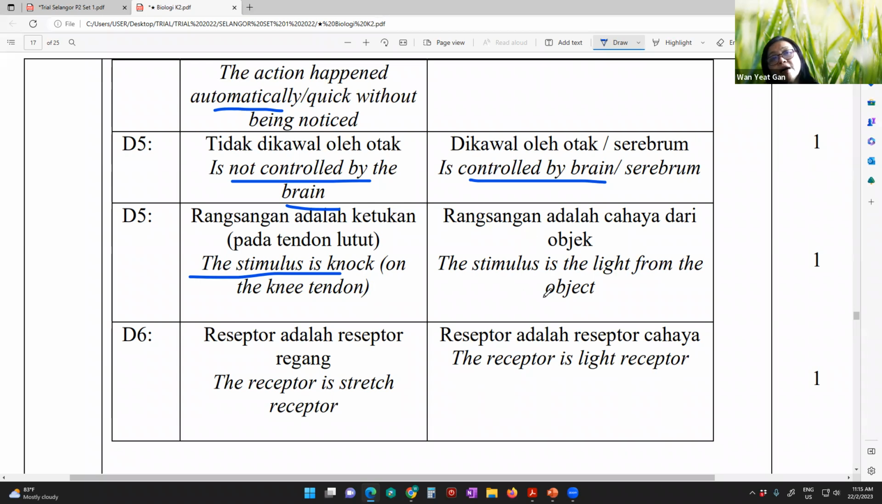And here, the stimulus is the light from the object. You look at the object, then you kick. Okay, the object is the ball. So the receptor is the stretch receptor. And here the receptor is the light receptor. Okay, so that's the difference.